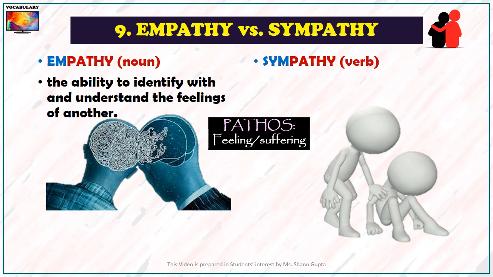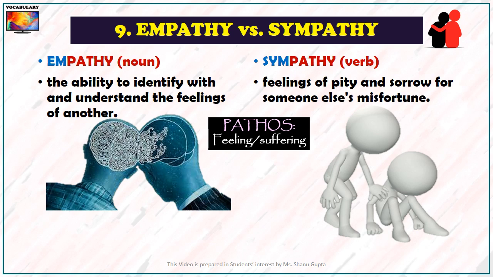Sympathy, on the other hand, goes one step further. The prefix sym means together. So sympathy literally means feeling together. In sympathy, not only do you identify with the thoughts of the other person, but also you feel pity and sorrow for that person's misfortune. You want to care for that person. When you sympathize with the other person, you, as I said, feel together.